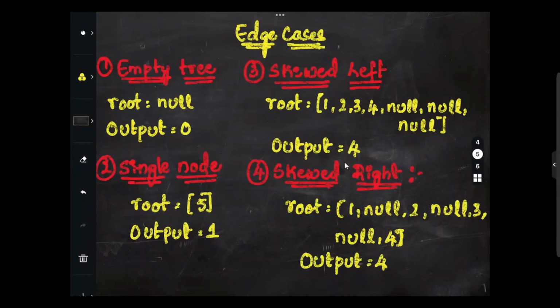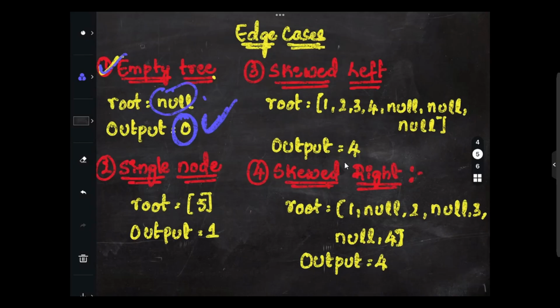So I'll just come here. The first edge case is for the empty tree. Root is null, so we don't have anything. So output will quite obviously be 0, right? Root itself is null. In that case, output is 0.